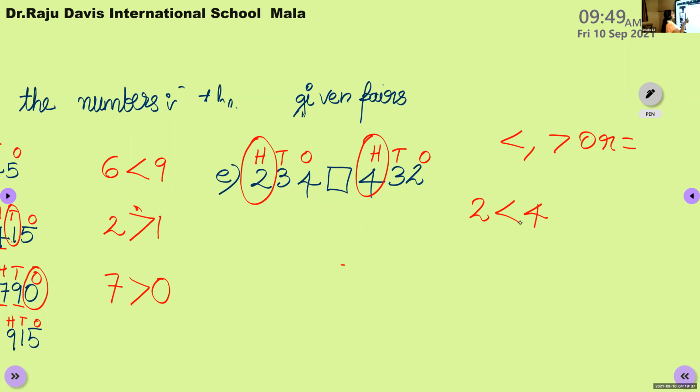So what can we put here? 234 is less than or greater than? Which symbol can we put? 234 is less than 432. Yes, here 2 is less than 4. So we can put here 234 is less than 432. Correct answer, my dear. Good. Thank you, ma'am. So have you all got the same answer?